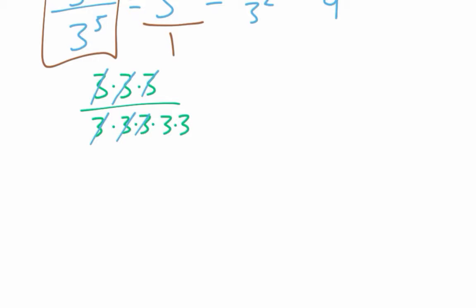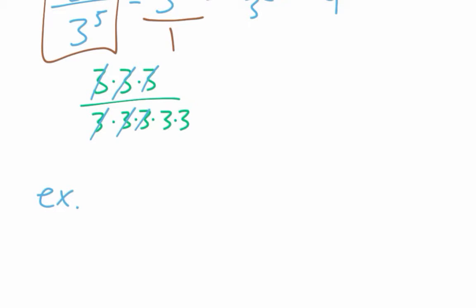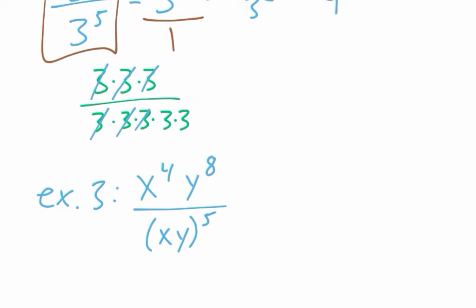All right, another example. So now we'll start throwing all kinds of examples. Example 3, if you want to label it: x to the 4th times y to the 8th over, in parentheses, x times y, and all that is to the 5th. Some people will try to do this all in one bloop. I'd encourage you to take a couple steps. So what would be one first step we could do? What could you do to make it a little bit more simplified?